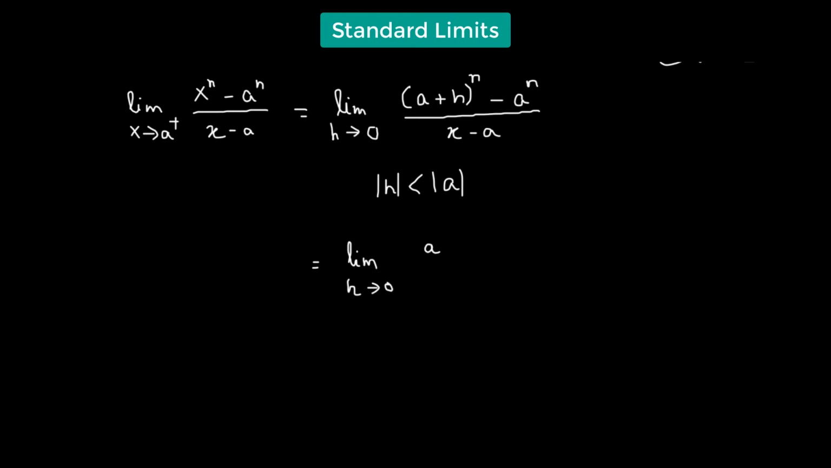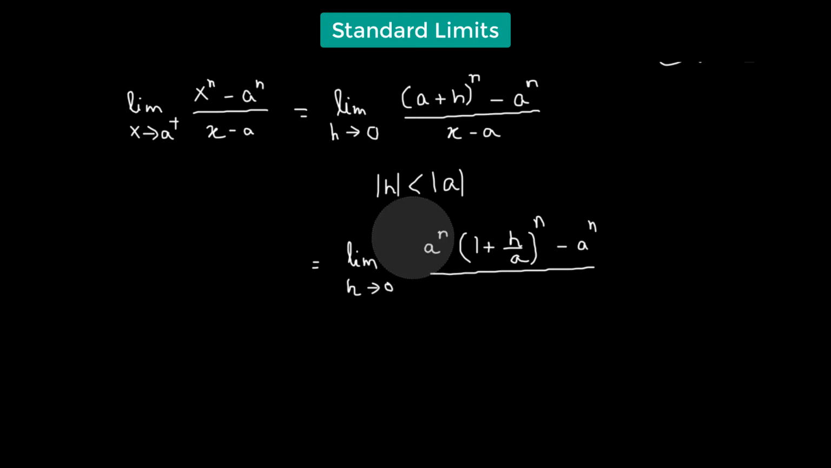So we factor out a from the binomial, so that will leave us with 1 plus h over a raised to the power of n minus a raised to the power of n divided by, so here I have made a mistake. So what we need to do, we need to replace this x by a plus h. So the a and a will get cancelled out, leaving us with h in the denominator.